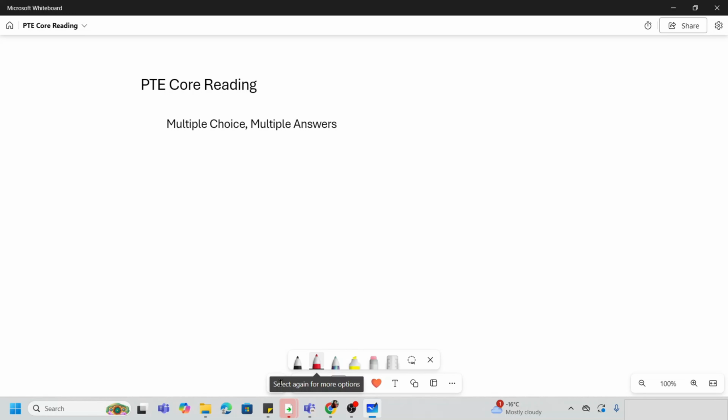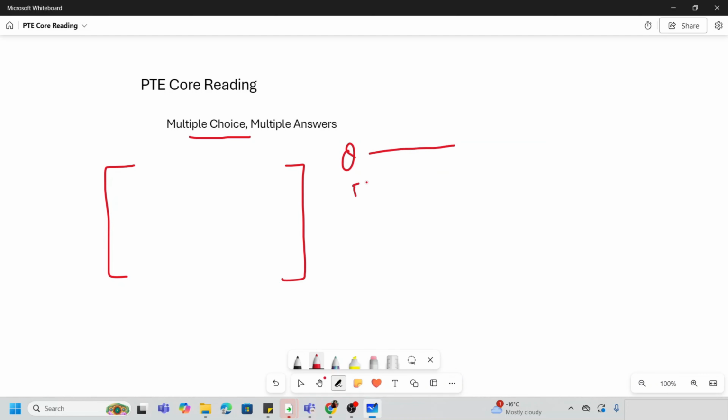In today's lecture, we will be studying PTE Core reading. The question type is multiple choice, multiple answers, and how to attempt it. What are some tips and tricks for this? So let us start. In order to attempt such questions, we will have a paragraph, along with a question and some multiple answers that we can select from.